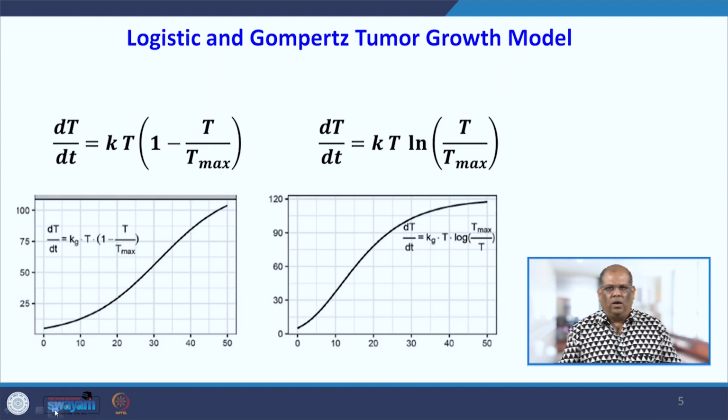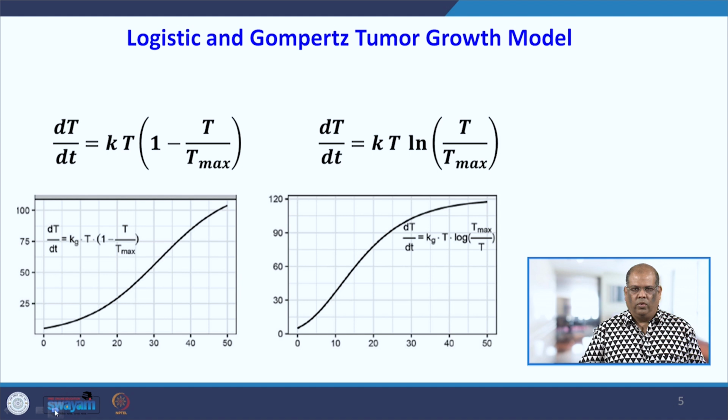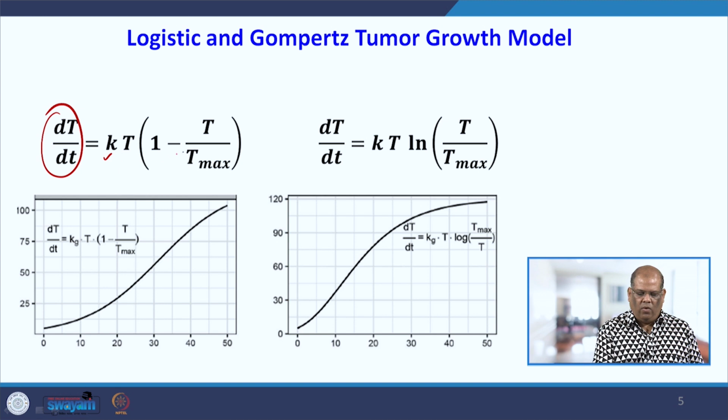The next one is the logistic and Gompertzian tumor growth model. We have done the logistic and Gompertzian growth. So, once again, if we recall those, the rate of change of the tumor is equal to kT times 1 minus T by T max, where this k is called the intrinsic growth rate and this T max is called the carrying capacity.